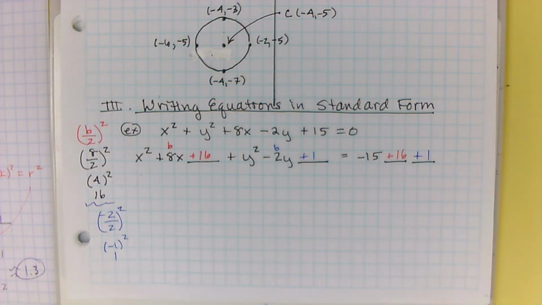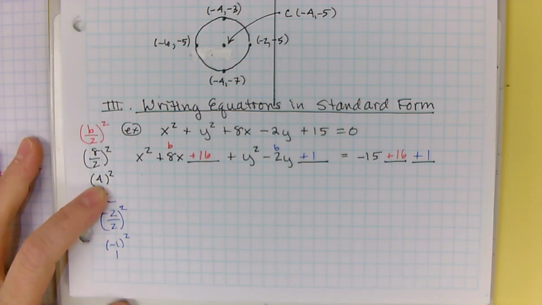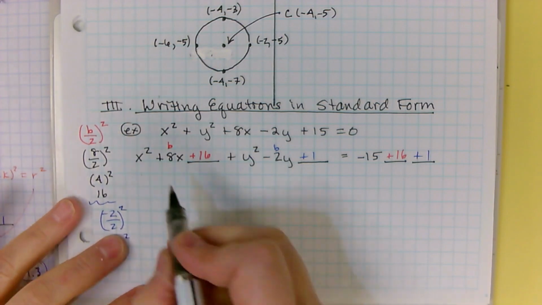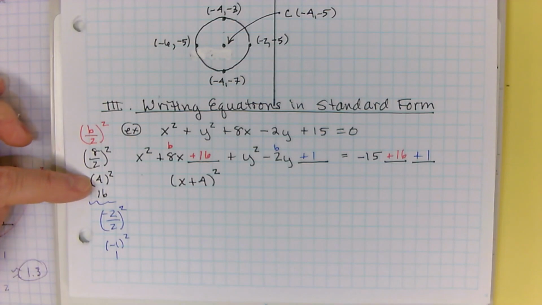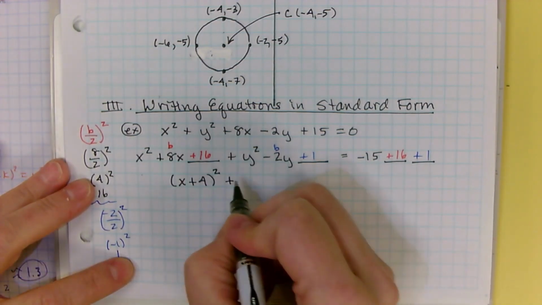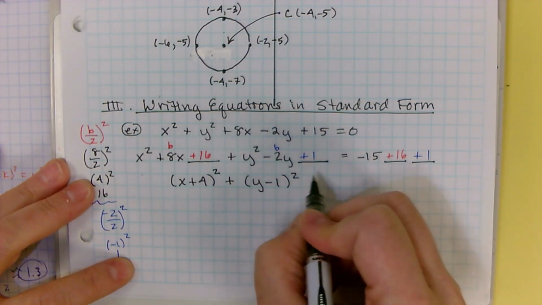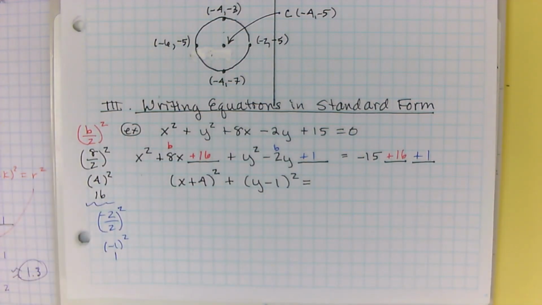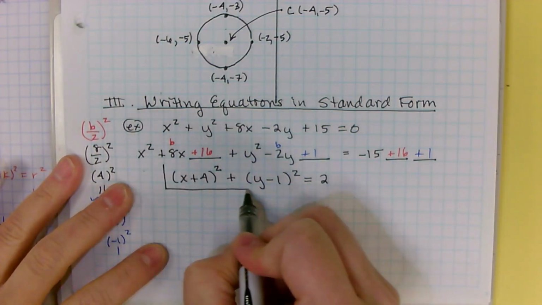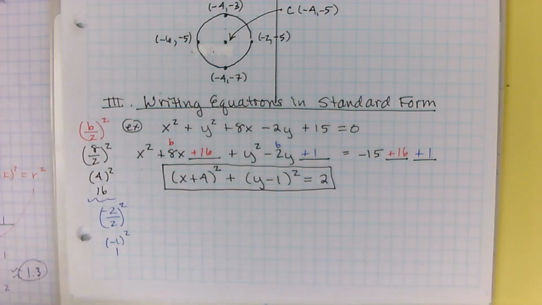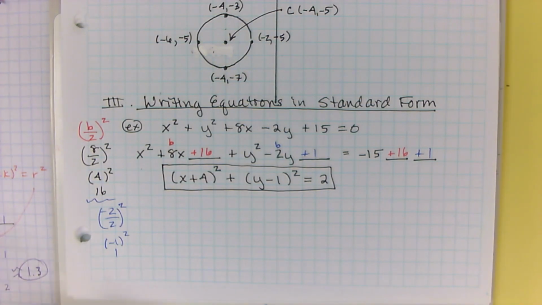All right, so now you should be able to get a perfect square for the x's and y's. Remember the trick: the number right before you square it, that's what goes into the perfect square. So for the x's, this will be x plus 4, quantity squared. Notice we had a 4 before we squared it. Plus y minus 1, quantity squared, equals, let's see, negative 15 plus 16 is 1, 1 plus 1 is 2. And that is your equation in standard form. So complete the square for the x's, complete the square for the y's, write the equation.